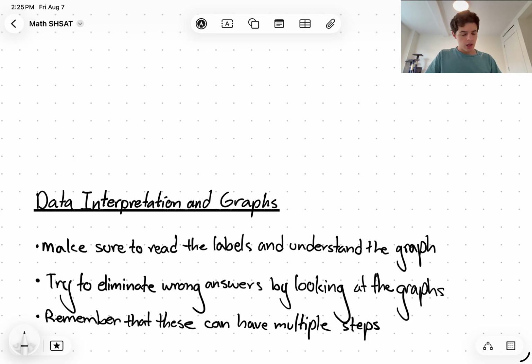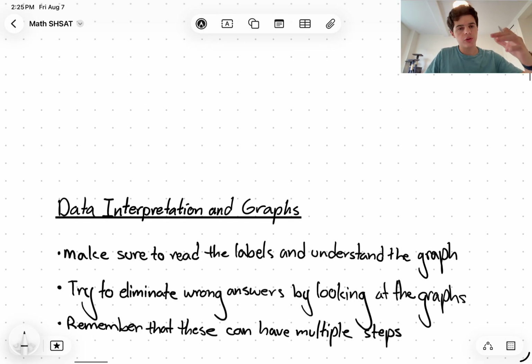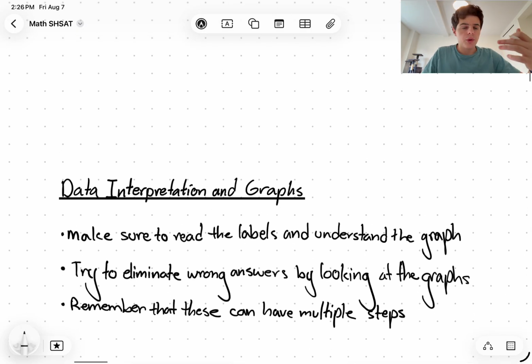And then my third key tip is to remember that these problems can have multiple steps. They can give you a graph, but then make you do a conversion or multiply or do all these different things. So it's not as simple as just reading the graph and picking an answer choice sometimes, and you need to be ready for that. Okay, so now we're going to do a few practice problems to review.